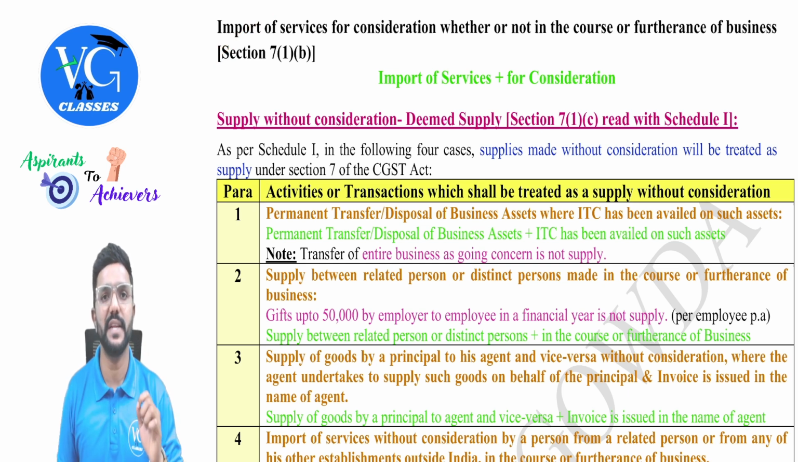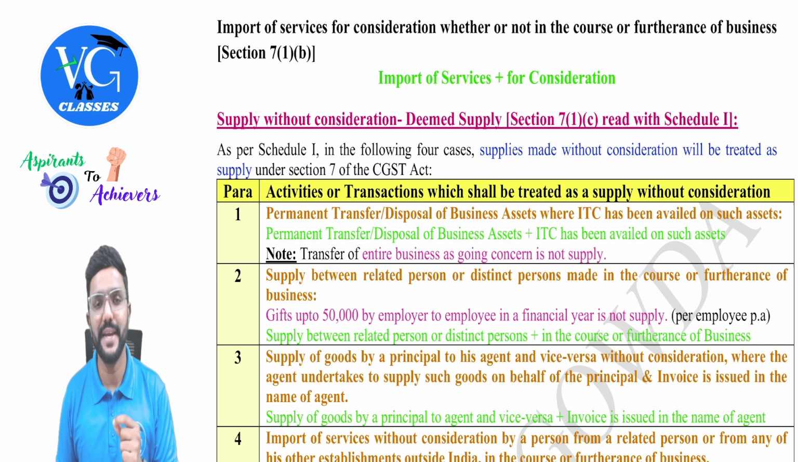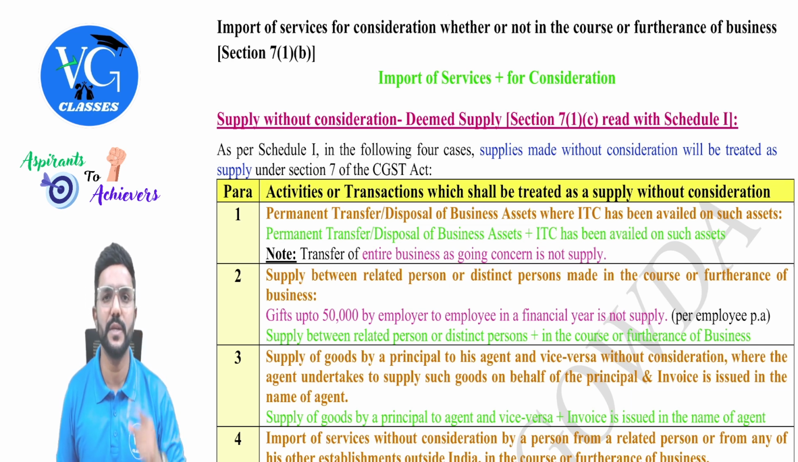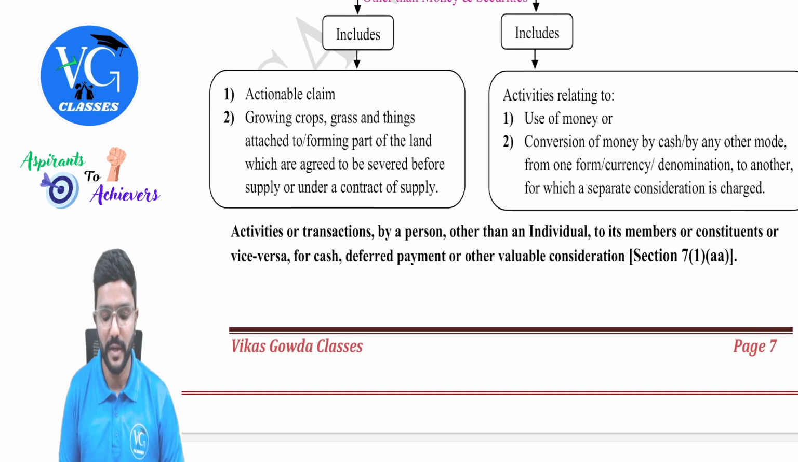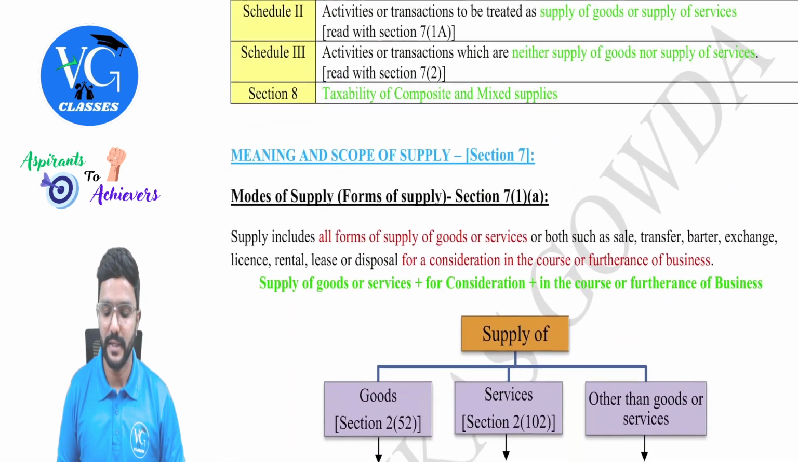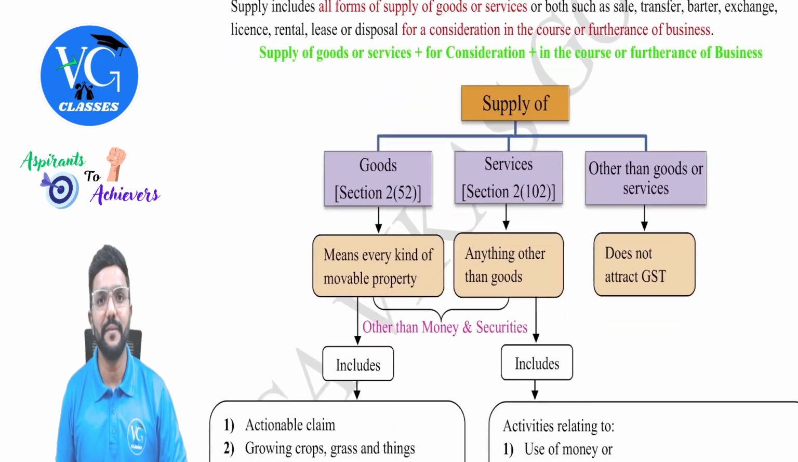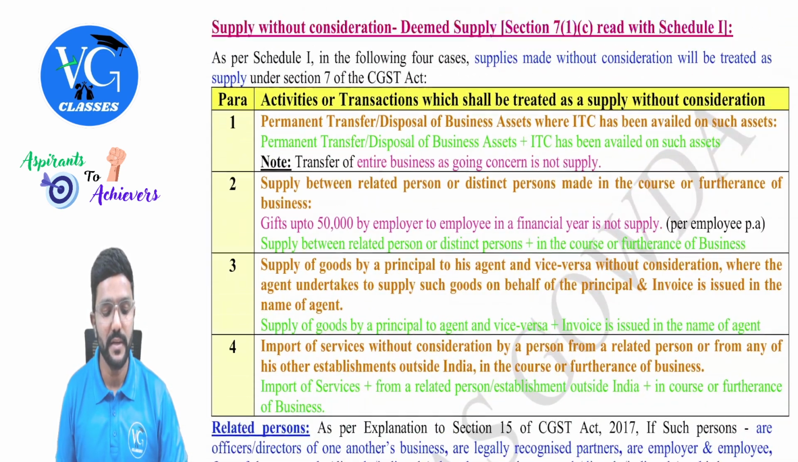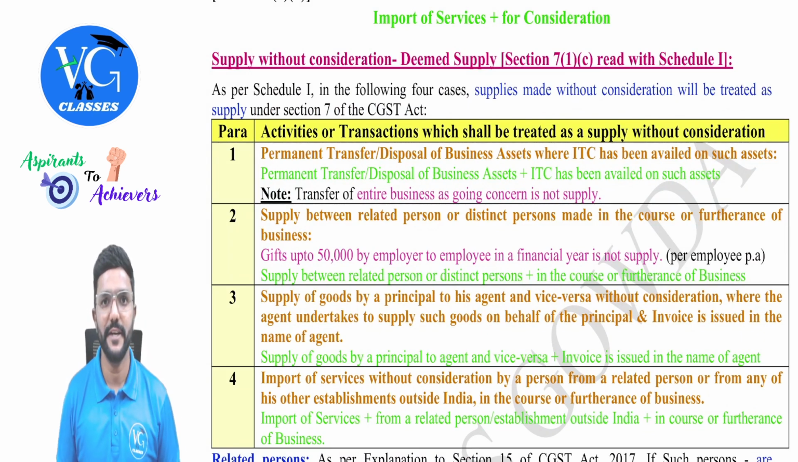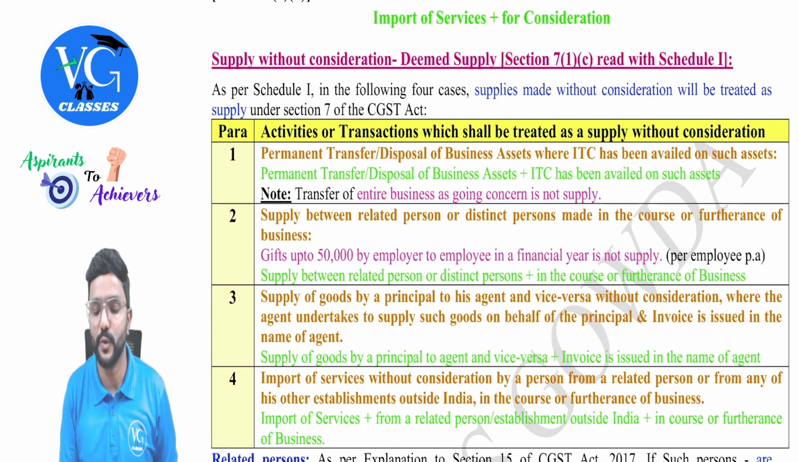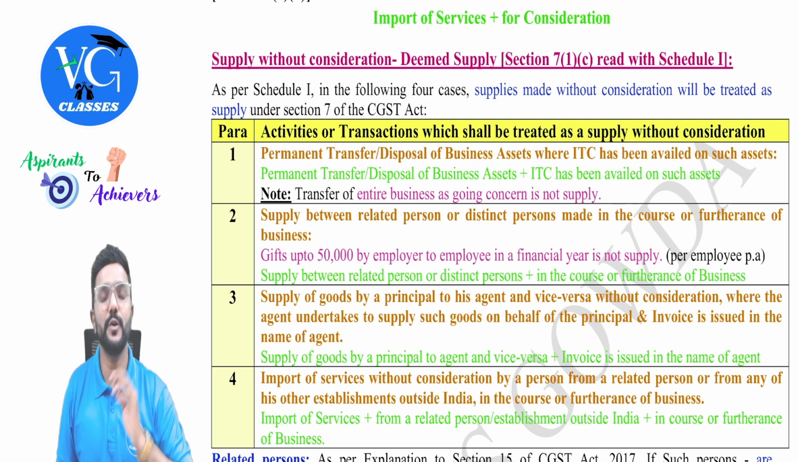So we are done with the three: section 7(1)(a), (aa) and (b). For all these three sections, one of the prerequisites for an activity to be covered under that section is consideration, guys. All the three sections talk about what? Consideration. Correct? Yes, sir. Now, section 7(1)(c). 7(1)(c) is telling a few activities are considered as supply even without consideration. But which are those activities is not given in section 7(1)(c). They are referring to schedule 1.